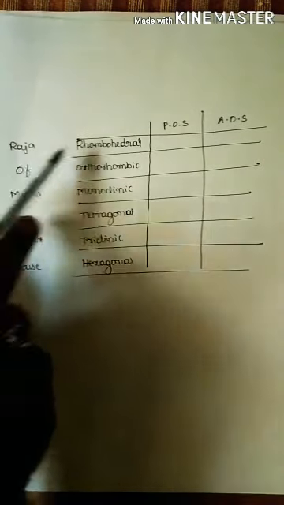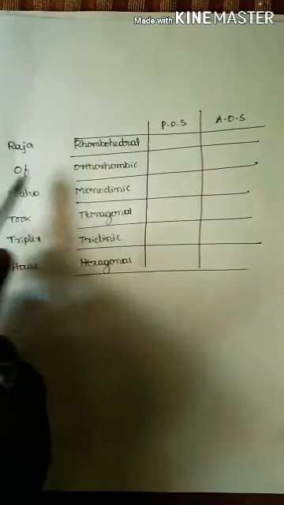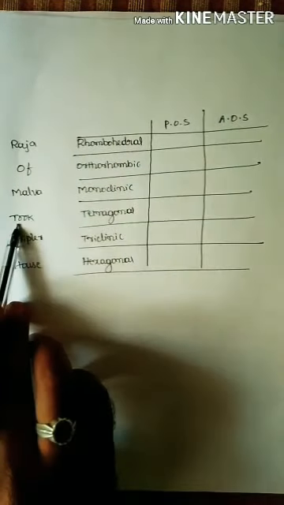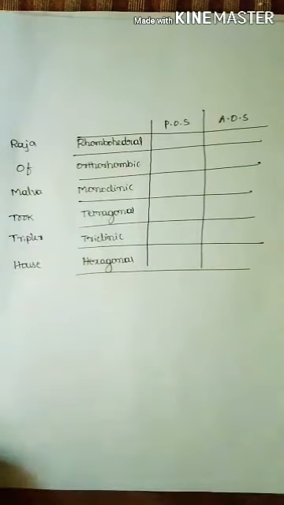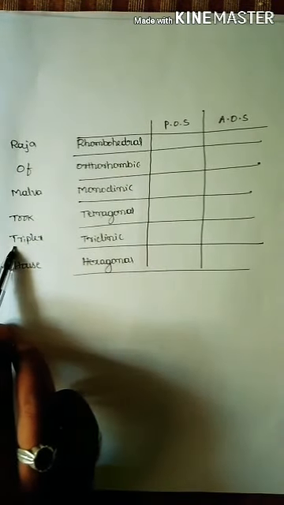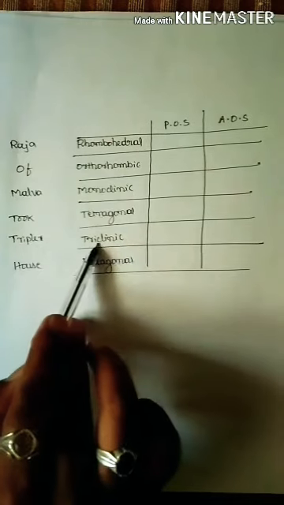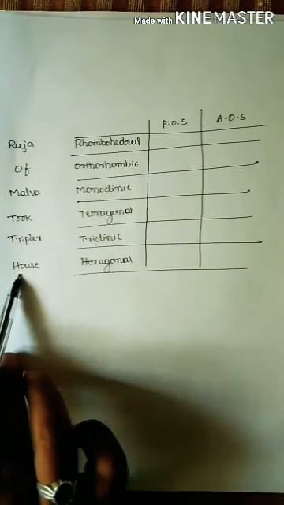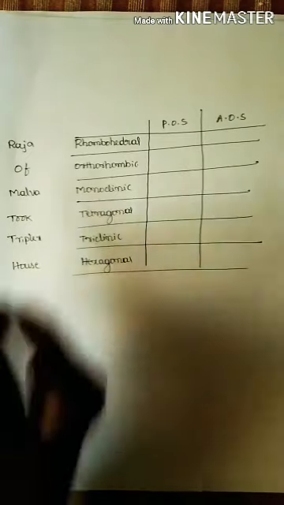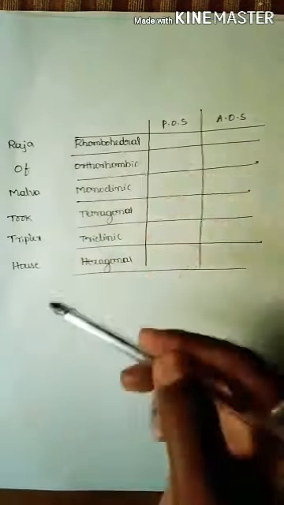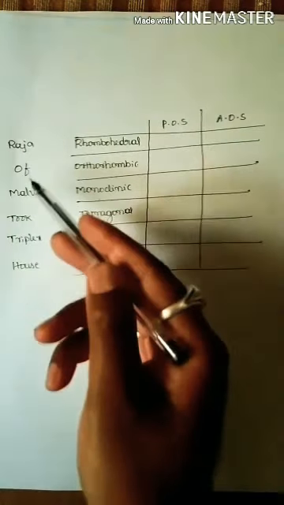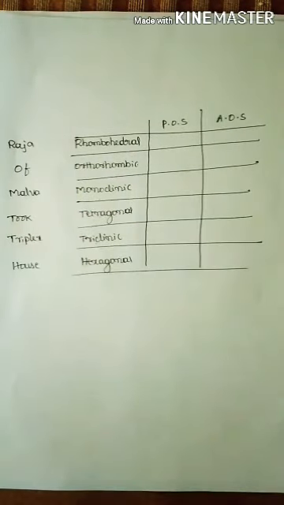So Raja, R refers to rhombohedral, of, O refers to orthorhombic, Malwa, M refers to monoclinic, Took, T refers to tetragonal. In order to avoid confusion between these two T's, here I gave triplex, tri, that accounts for triclinic, and lastly hexagonal. So you can remember this mnemonic to know in what order we are supposed to write these crystal systems. Raja of Malwa took triplex house.